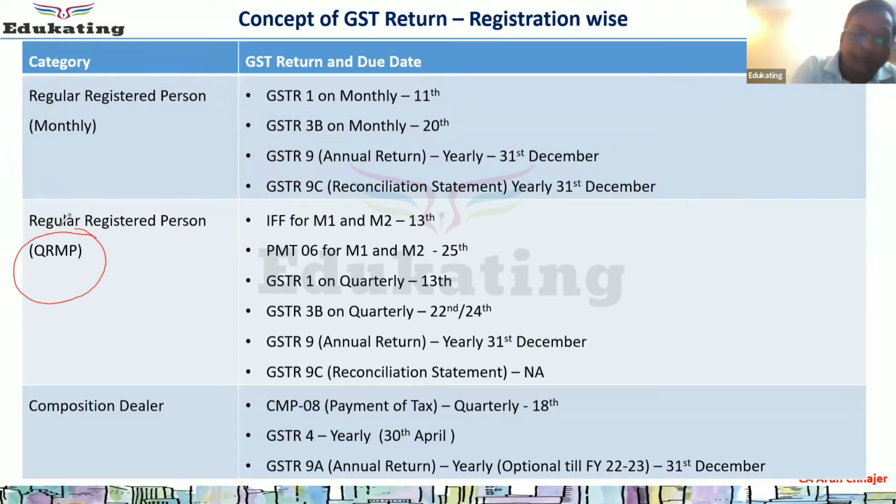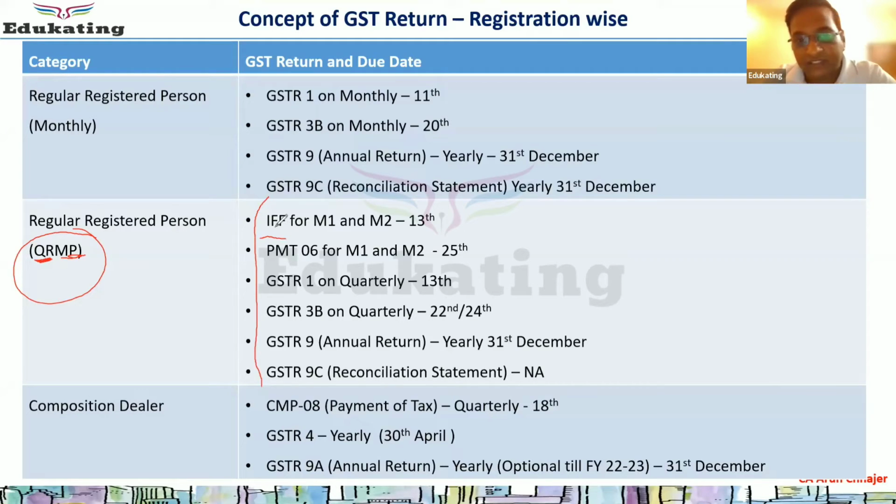If the taxpayer is QRMP, what is the full form of QRMP? We all know Q stands for quarterly return, monthly payment. It means the GSTR 3B and 1 frequency would be quarterly, but the tax payment would be on monthly basis. So what could be the compliances?